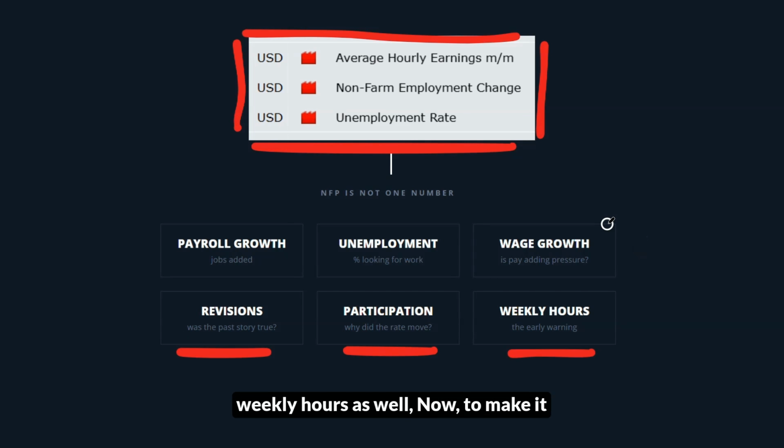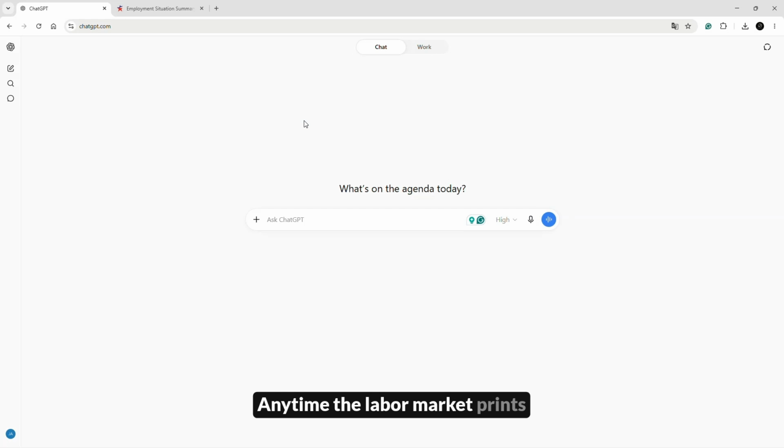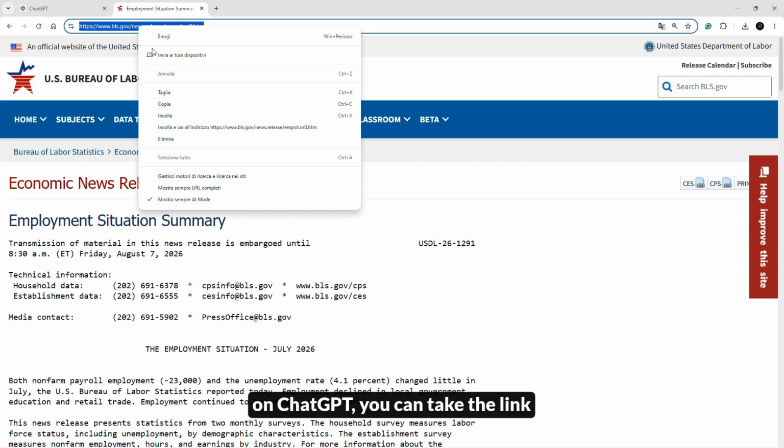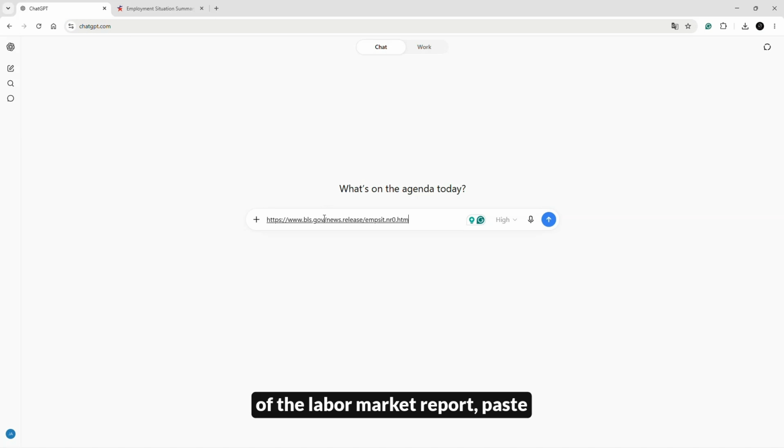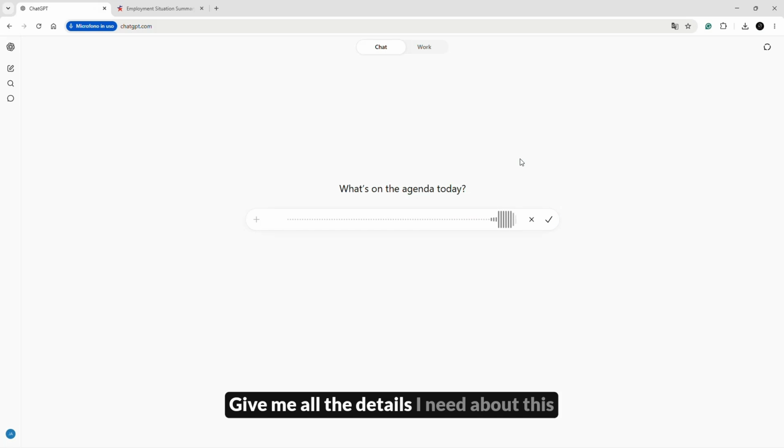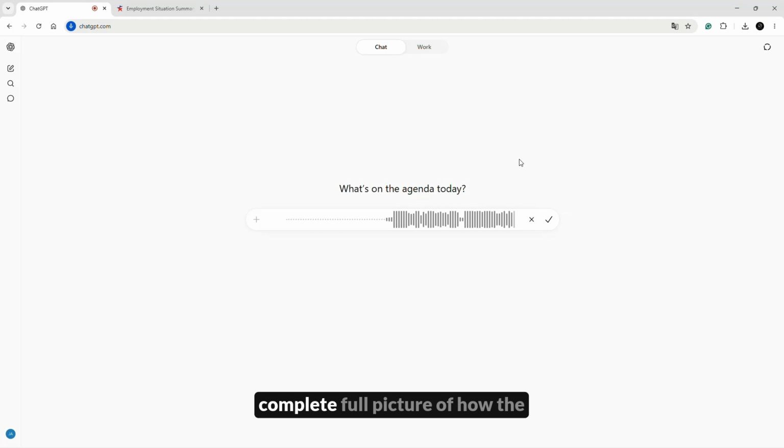Now, to make it practical, here's what you can actually do. Anytime the labor market prints in the US, so the NFP, you can take the link of the labor market report, paste it into ChatGPT, and then ask it: give me all the details I need about this latest labor market report from the US, tell me wages, tell me exactly what the revisions were, and create a complete full picture of how the labor market in the US is doing.